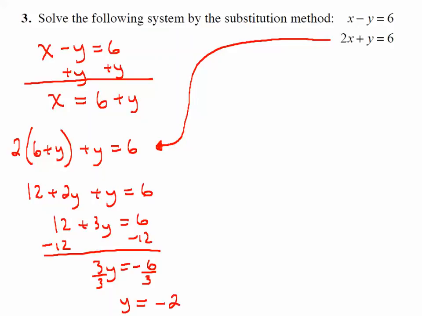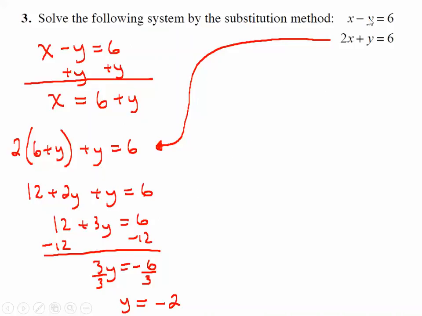Okay, now the question is, which equation do I plug into? This one, or this new one that I made? The new one. The new one, of course. That would be easy enough. So 6 plus a negative 2 would make? 4. 4 is easy enough, right?